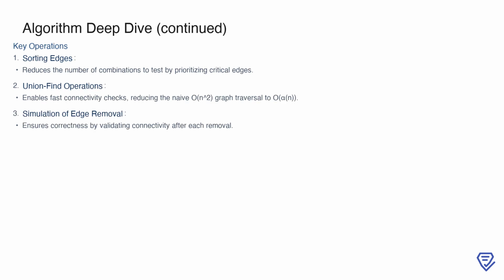Several key operations drive the algorithm. Sorting the edges is an essential step, as it reduces the number of combinations to test by focusing on critical edges first. Union find operations, like find and union, are used extensively to enable fast connectivity checks. This reduces the need for more expensive graph traversal methods. Additionally, the simulation of edge removal ensures the algorithm's correctness by validating connectivity after each removal attempt. These operations, when combined, form the backbone of the solution, balancing correctness and efficiency.